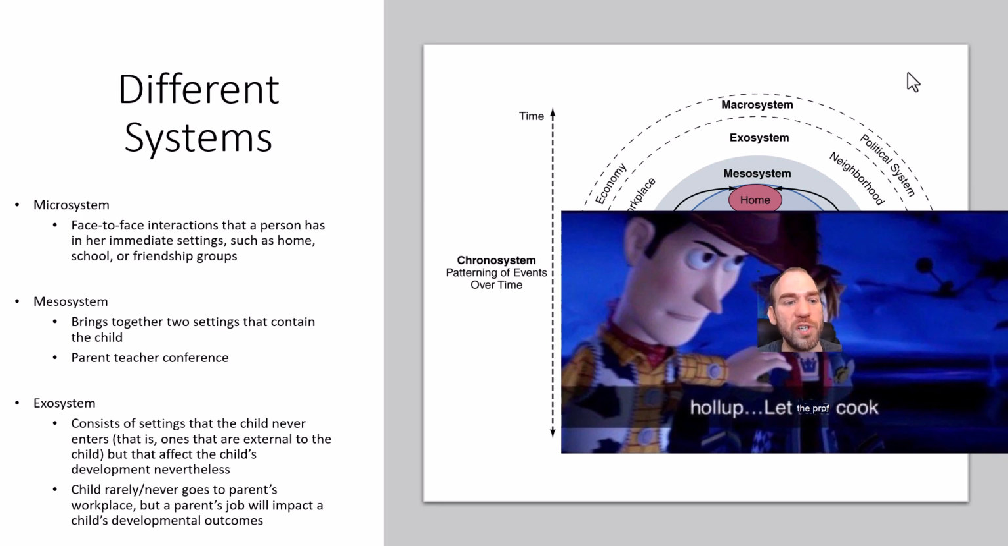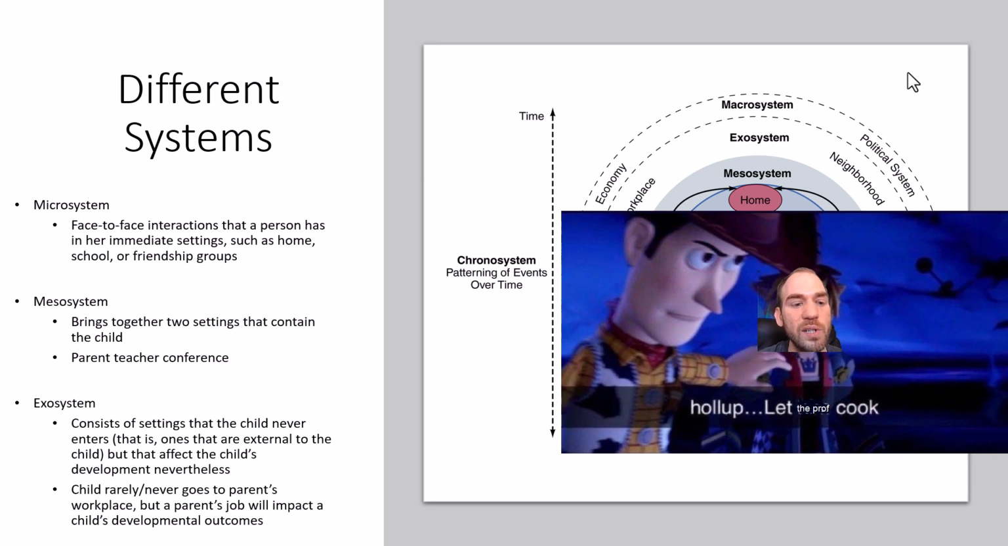So very much focused on those immediate social interactions, which are really emphasized, especially in Western psychology. The mesosystem brings together two settings that contain the child, like a parent-teacher conference. The idea here is that the parent is traditionally not at the school, unless they work there, obviously. So they really only interact with the child within their house setting, broadly speaking. However, we have this other setting, the school, and we're going to bring those two developmental contexts together. So the school and the parents come together, for example, in a parent-teacher conference.